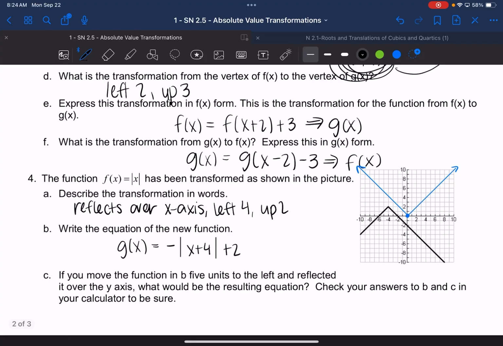Okay. Part C says, if you move the function in part B, so the one that we just wrote right here is what they're referring to, 5 units to the left and reflected it over the y-axis, what would be the resulting equation? Okay, so let's see if we can come up with what that equation should look like.